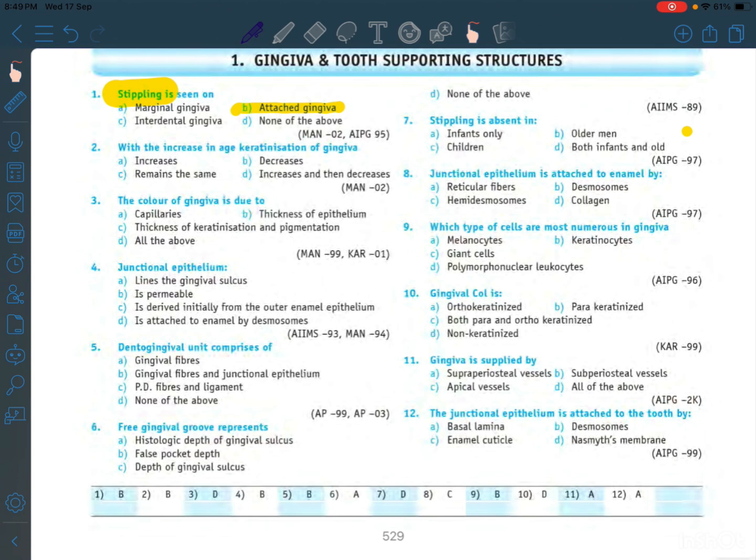So the other question is: with the increase in age, keratinization of gingiva, option A increases, option B decreases, option C remains the same, and option D increases and then decreases. The answer here is that with the increase in age, keratinization of the gingiva decreases. And why does that happen? The very first factor is reduced epithelial turnover. With aging, mitotic activity of basal cells slows down, which leads to thinner epithelium and less keratin formation.